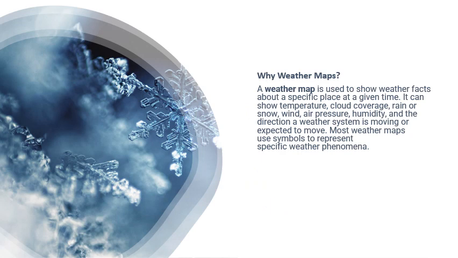So coming to the next slide, why we use weather maps. A weather map is used to show weather facts about a specific place at a given time. It can show the temperature, cloud coverage, rain or snow, wind, air pressure, humidity, and the direction a weather system is moving or expected to move. Most weather maps use symbols to represent specific weather phenomena.